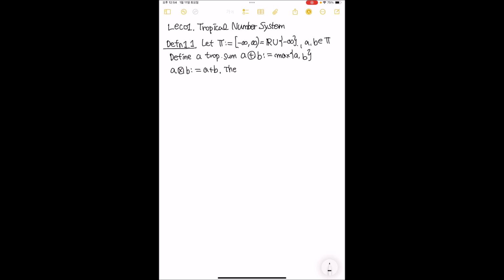Then we call this a tropical number system. Okay, that is the definition.